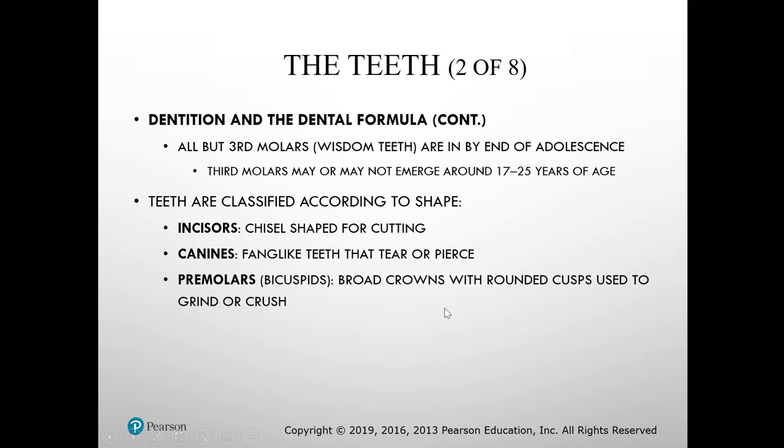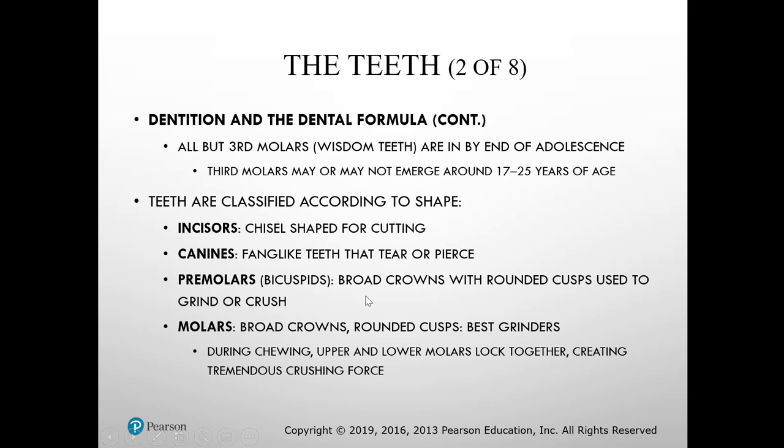Premolars are broad. They have broad crowns and rounded cusps that are used to grind or crush. Here you start our means of crushing our nuts and vegetables. And finally, we have even broader ones, the broad crowns of the second molars and, of course, the third molar. They have rounded cusps. They are better grinders. During chewing, the upper and lower molars lock together, creating a tremendous crushing force.